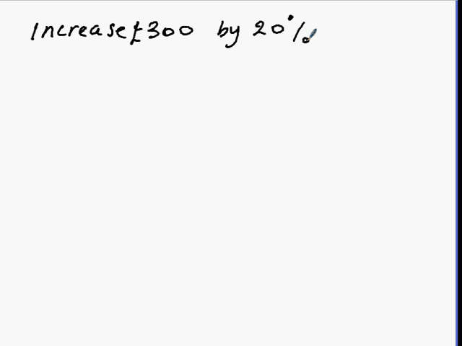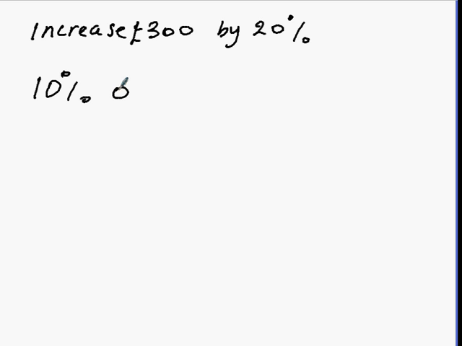Let's say for instance you had a question where it said increase £300 by 20%. How can you increase £300 by 20%? If you don't have a calculator, what you can do is work out 10%, and 10% is very easy to figure out. All you have to do is divide the original number by 10.